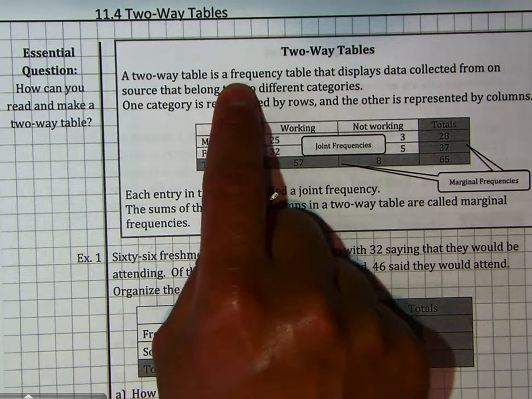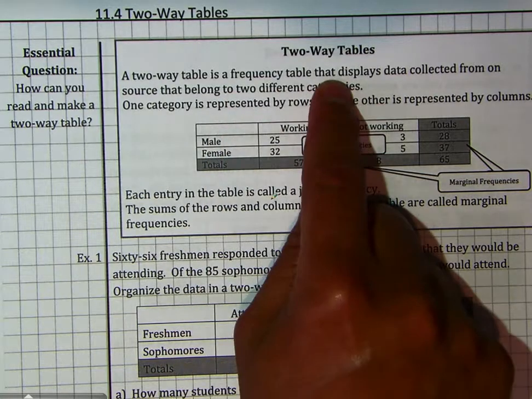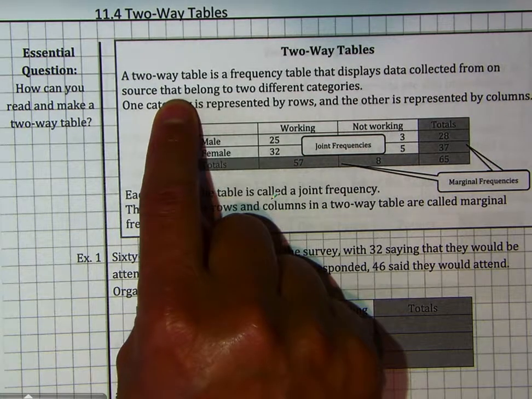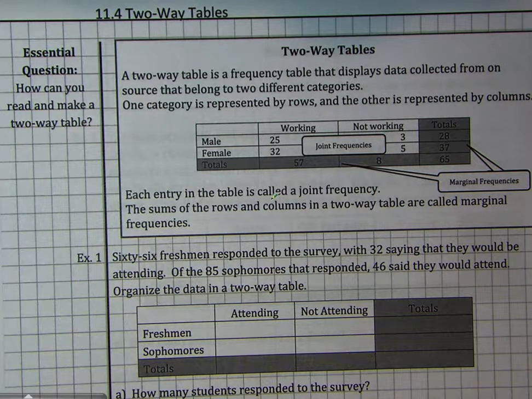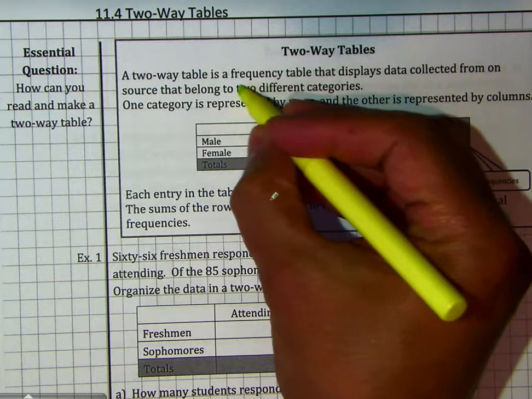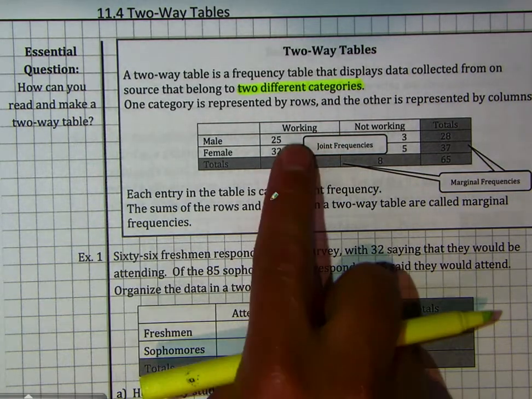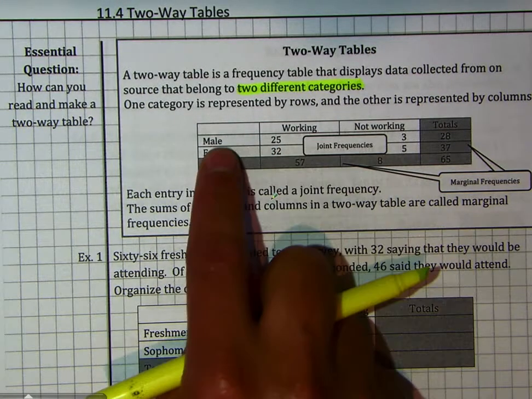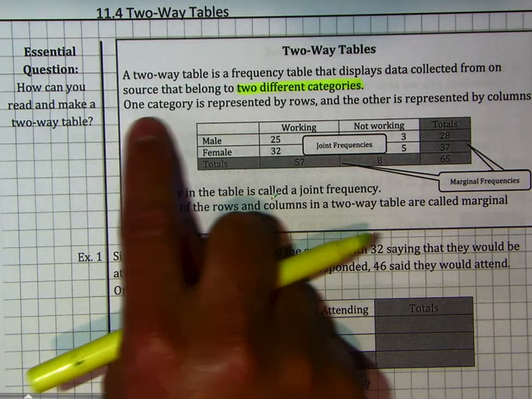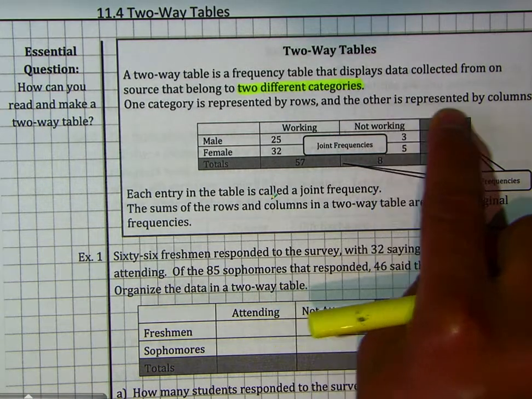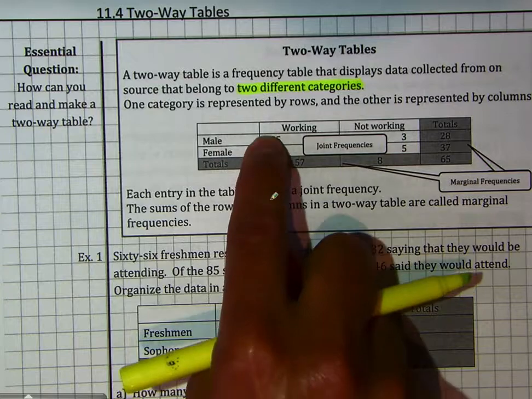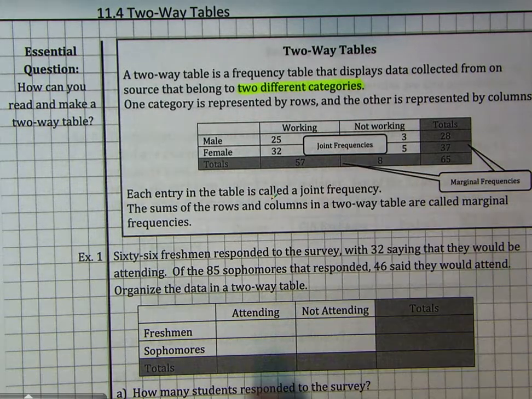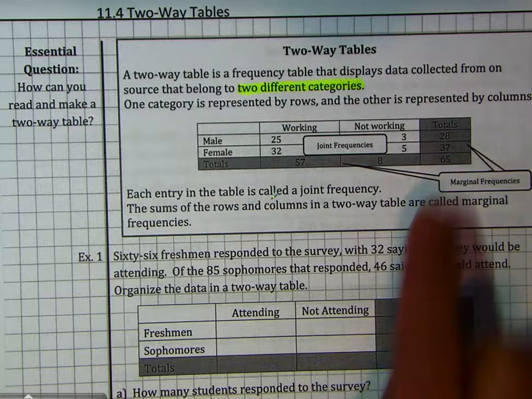A two-way table is a frequency table that displays data collected from one source that belongs to two different categories. So we are collecting data that will belong in two different categories. One of the categories that we have right now is working and non-working, male and female. One category is represented by rows, and the other is represented by columns. The first category is gender. The second one is whether they're working or not. And then we can just calculate the totals for each one.